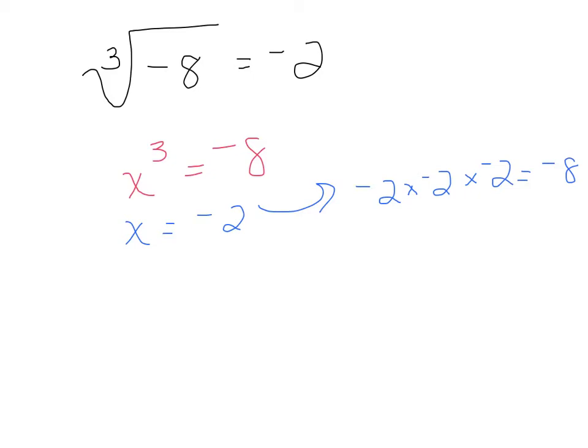So just keep in mind with this, that there is no such thing as the positive or negative cube root of a number. The sign of the cube root will actually be given by the value underneath the cube root sign.